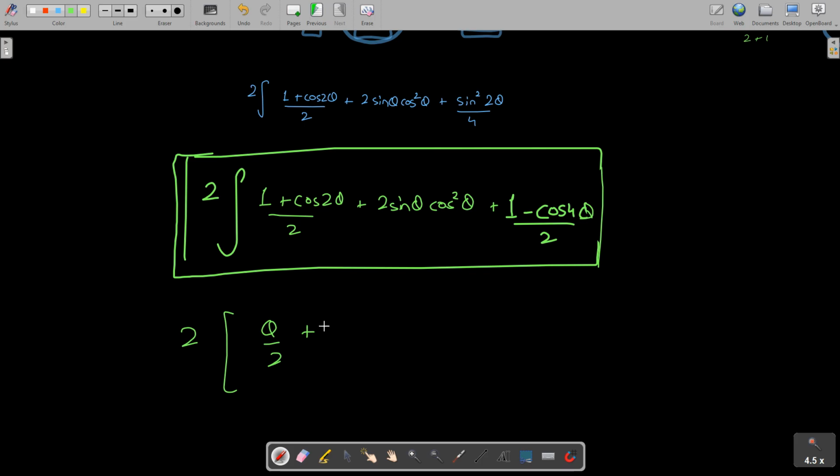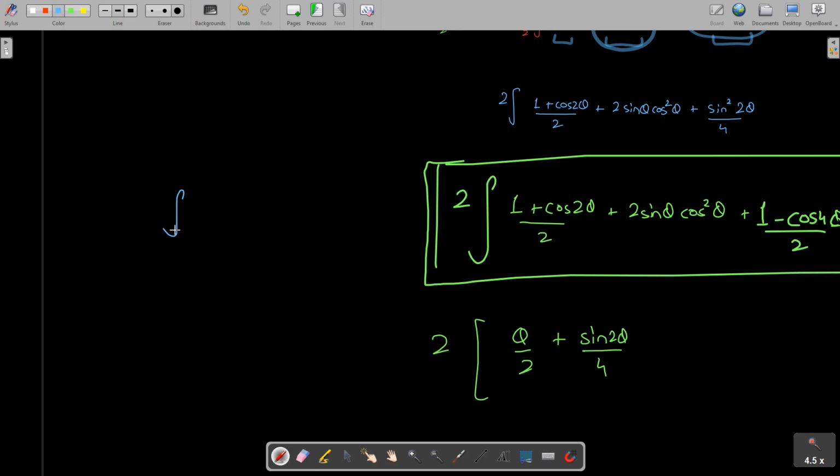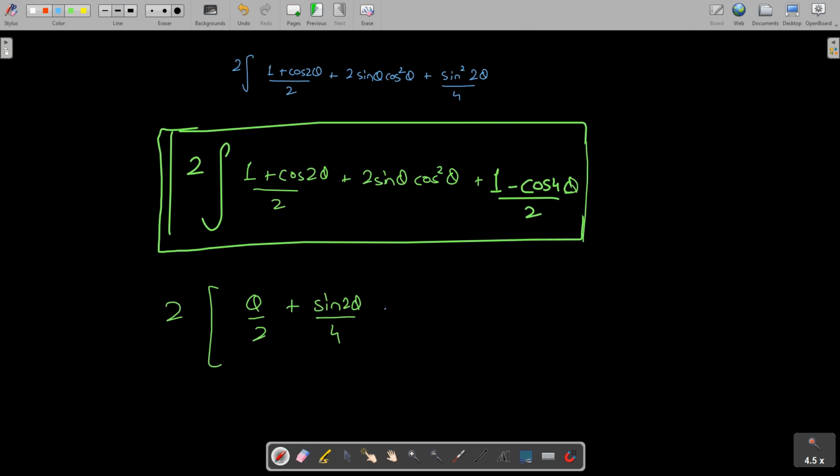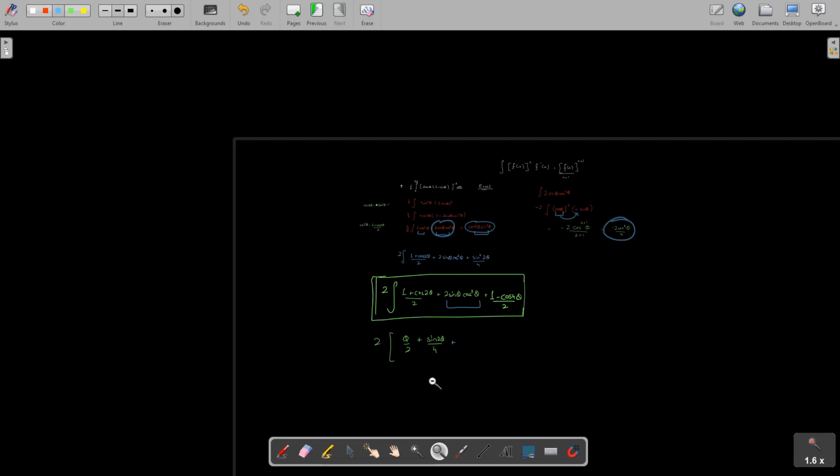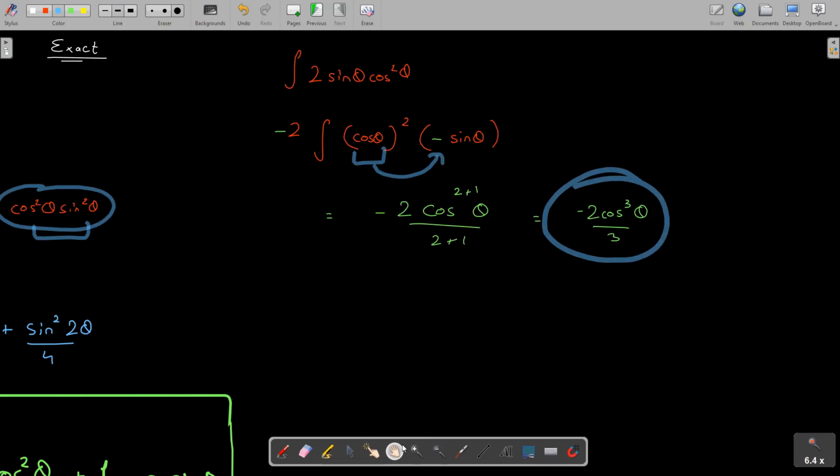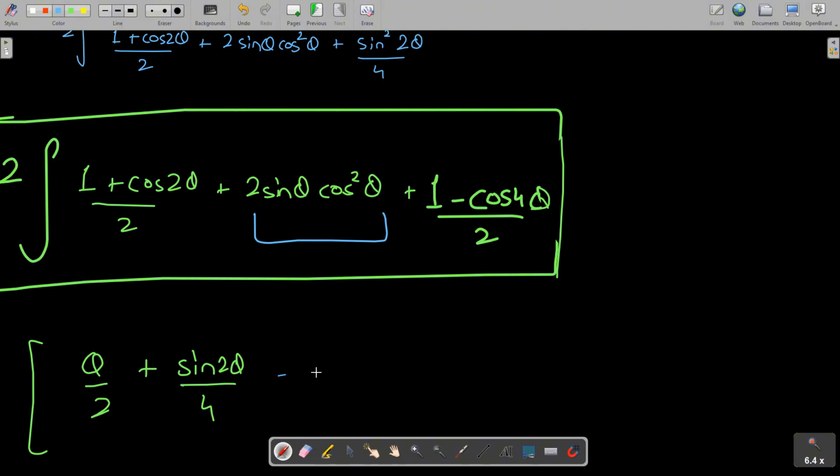So 2 into 1 by 2 will be written as theta by 2 plus cos 2 theta by 2 will be written as sine of 2 theta divided by 4. This is a basic thing that you must know by now, because this is an advanced series of integrals: cos 2 theta by 2 is in fact sine 2 theta divided by 2 multiplied by 2, because 2 theta's derivative is 2. So this will be sine 2 theta by 4. This is something basic that I'm assuming you already know. Now over here we already determined the answer for this, which was minus 2 cos cubed theta by 3. So I'll just write that, minus 2 cos cubed theta by 3.